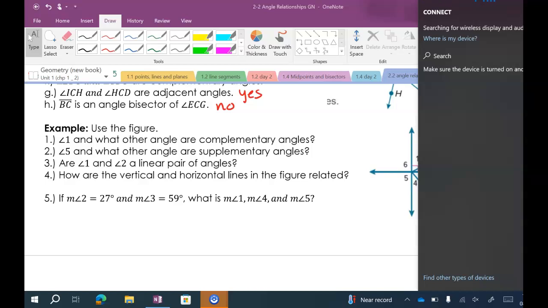Number 2, angle 5 and what other angle are supplementary? 6. They are a linear pair. They give me 180. Are 1 and 2 a linear pair? Do they give me a straight line together? No, a straight line is like this. Together they give me this L shape. That's not a straight line. So are they supplementary? No.